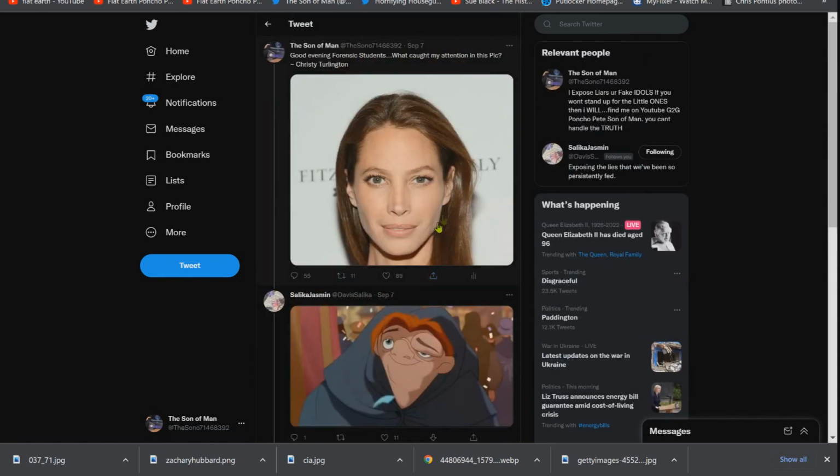I asked, what's wrong with this picture? And anybody who knows the skull and bone sign would be able to see what's wrong with this picture, right? Jazz sends me the funniest responses.